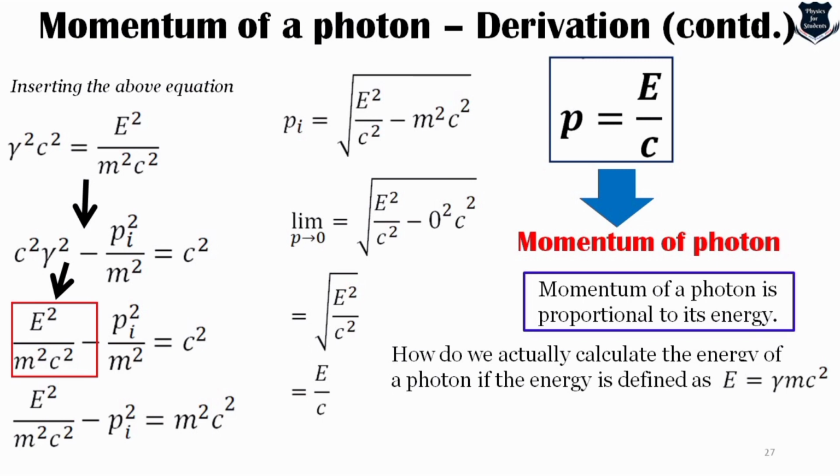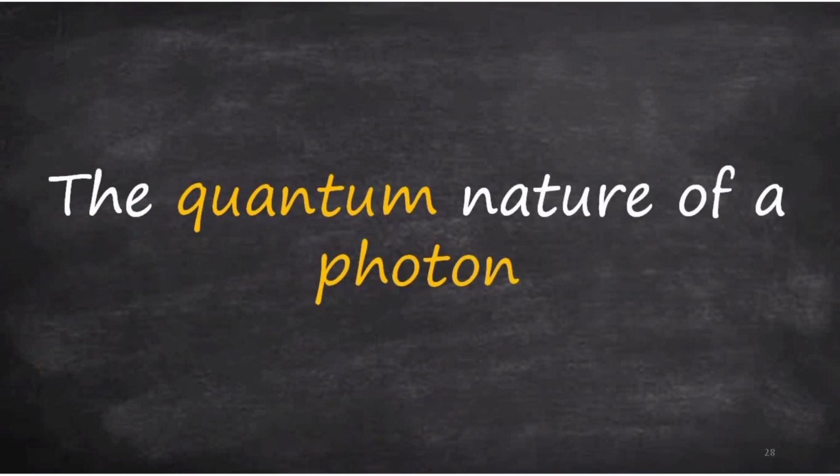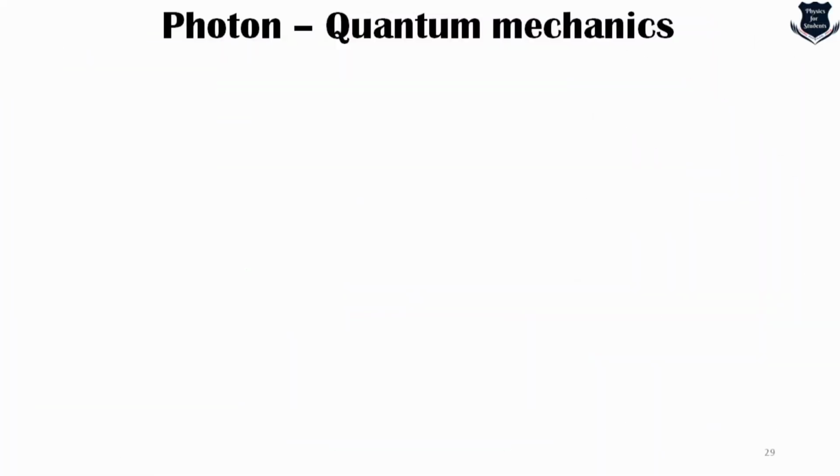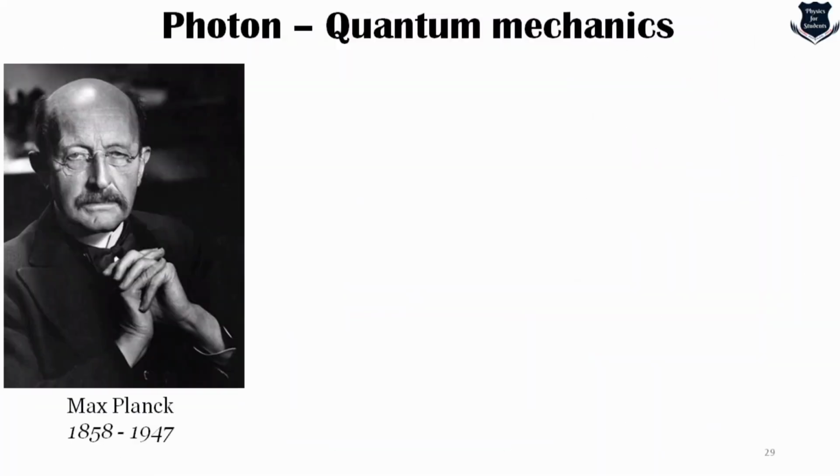Now the next question we come across is how do we calculate the energy of a photon if the energy is defined as gamma mc squared, which is the relativistic energy? How do we do that? For that, we have to understand a little bit about the quantum nature of a photon. If we really wish to consider the energies and momenta of particles such as photons, we do have to take quantum mechanics into account as well. So the first thing to do is let us forget the above definition of E equals gamma mc squared.